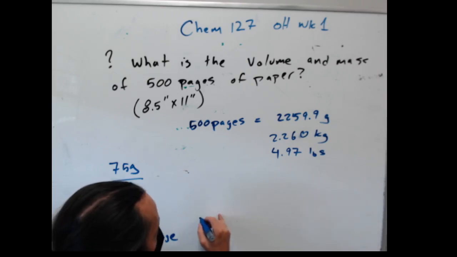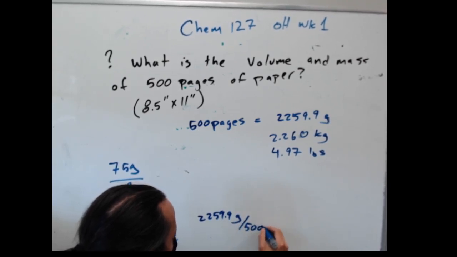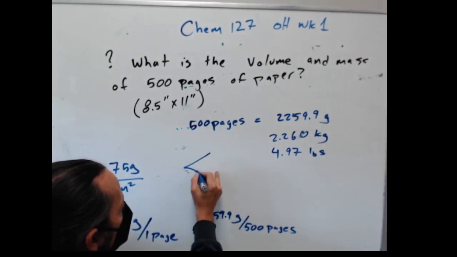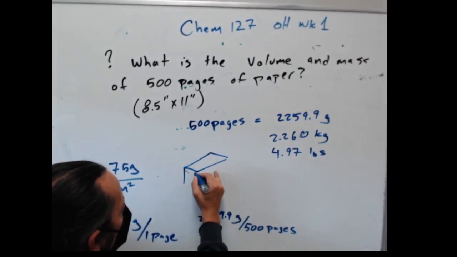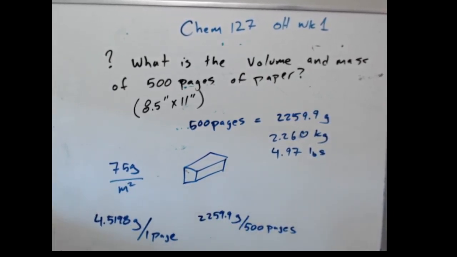I know that we've got 2259.9 grams per 500 pages, and I know 500 pages is going to look like a stack, right? Can I figure out? No, because this is done in this weird unit, I think we're stuck. I think we need other information to solve this problem. I was trying to do it without Googling anything, but I'm going to go ahead and Google.